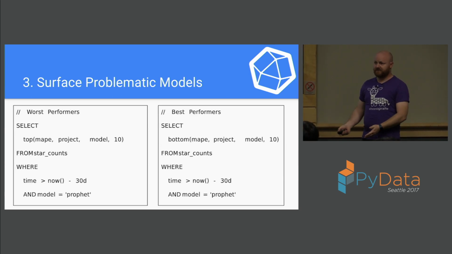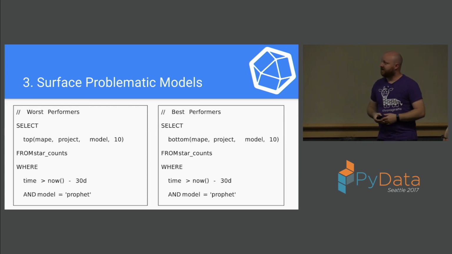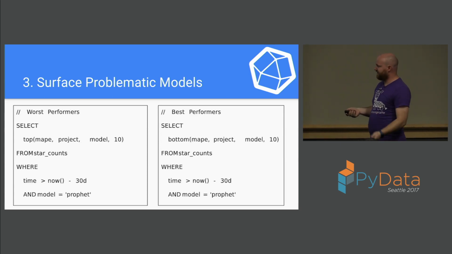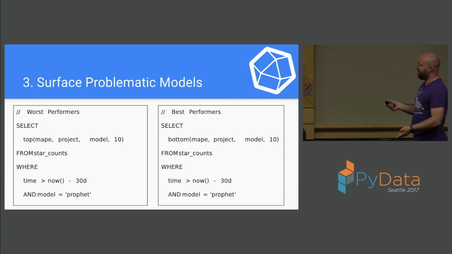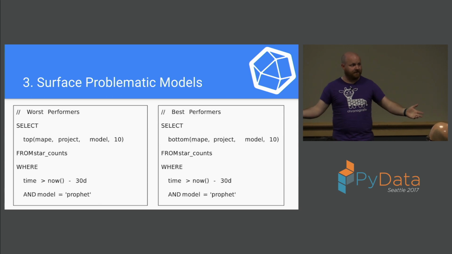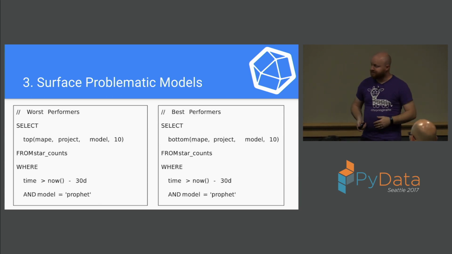We're talking about error, so go get me the top 10 projects that have really high error. Done. And then we just say, over the recent data where the model is Prophet, bam, there's our worst performers. If you want, you can do the inverse, and you can get your best performing models. And there you go, really simple. You've got a set of all your models and their errors over time in the database. You can just query them back out.